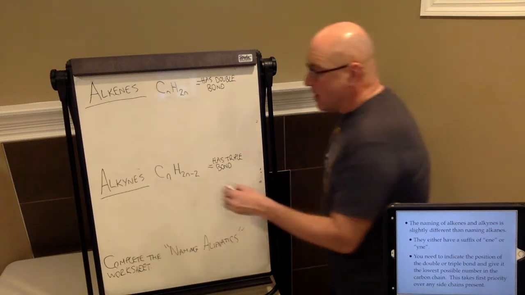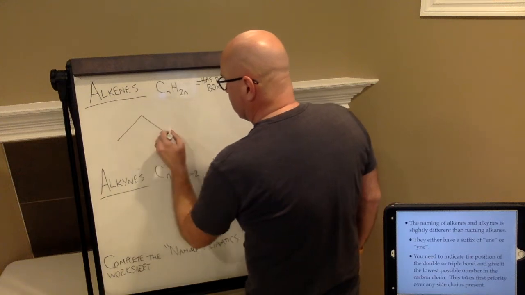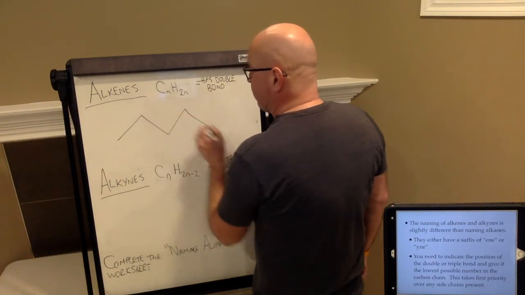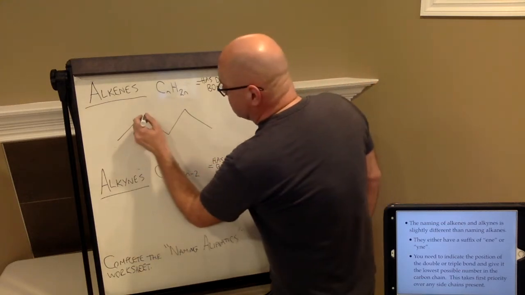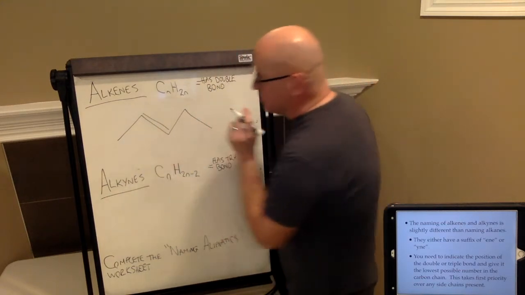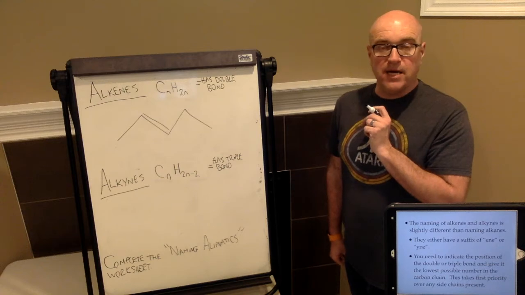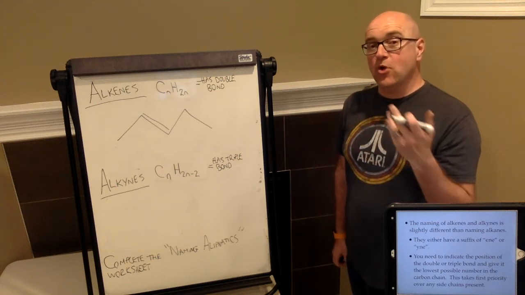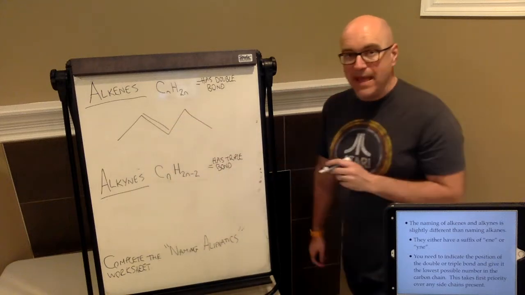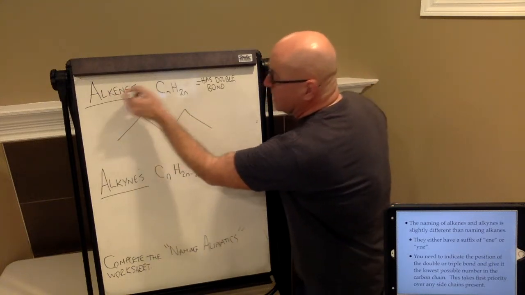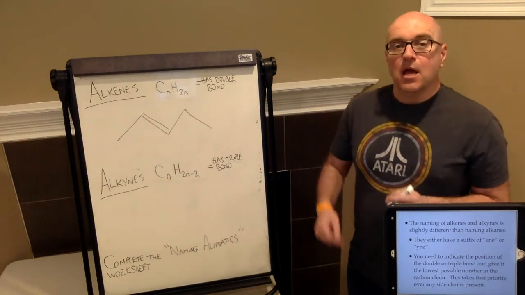So for example, if I have 1, 2, 3, 4, 5, I've got an alkene, it's pentene. I'm going to put a double bond there. There's my double bond to indicate I've got a double bond on that. So this is no longer pentane, it's pentene, because it ends in -ene.